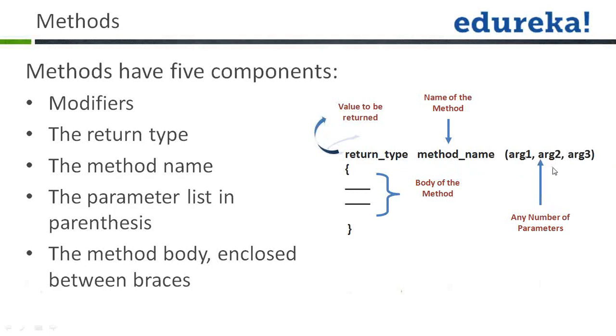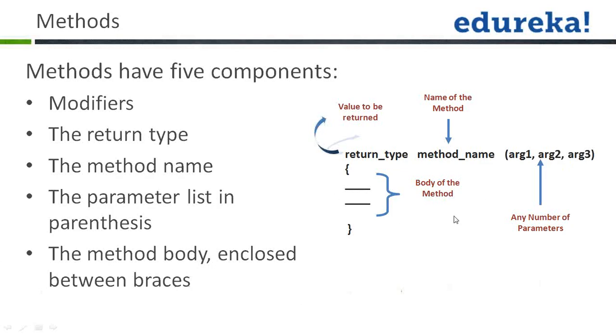Next is the list of arguments, or you can call it the parameter list. It contains different arguments. If a method needs certain values on which it has to do the computation, you take those values right here. Example, if the method is adding two numbers, it will require two numbers as the parameter. So you'll pass integer a comma integer b as the parameter, and those values will be used in the body of the method.